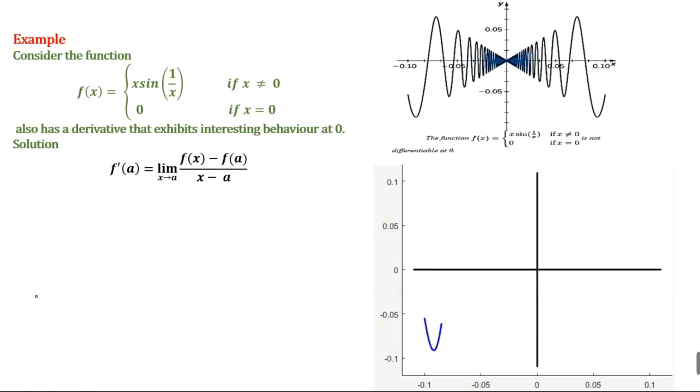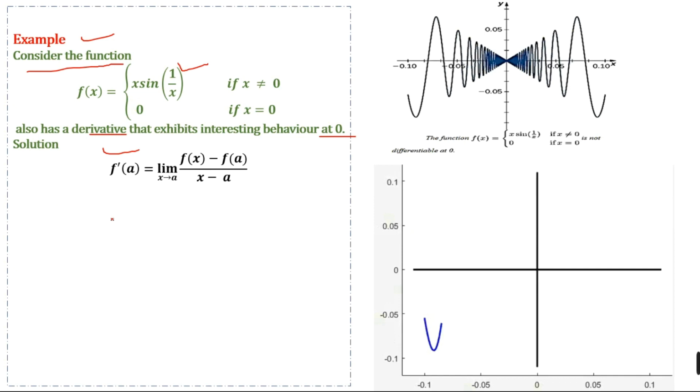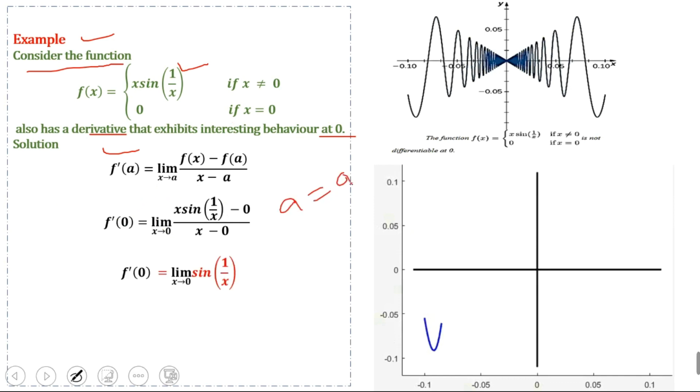Let us consider another example, and we will see whether continuity implies differentiability or not. So we have an example: consider the function f of x equal to this expression if x is not equal to 0, and 0 if x is equal to 0. It also has a derivative that exhibits interesting behavior at 0. So, solution: this is the definition of the derivative. We apply the definition of the derivative on this function, with a equal to 0, and we get this expression for the derivative of the function at 0.